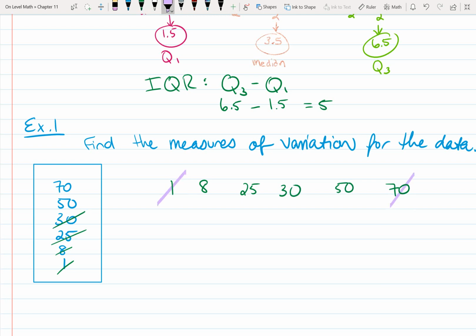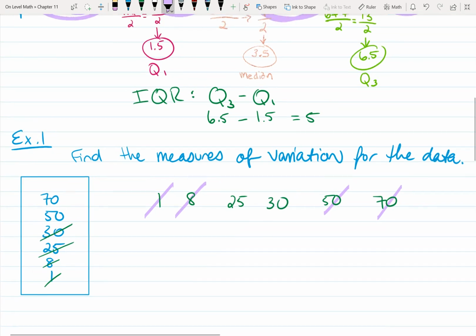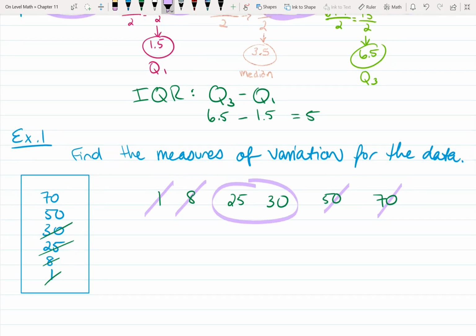Okay, so first step is to find the median. So right, left, right, left. Okay, so I've got to find them. I've got to do both of these and divide by 2. So 25 plus 30 is 55. Divided by 2. And if you need to use a calculator, go ahead and do so. 55 divided by 2 is 27.5.